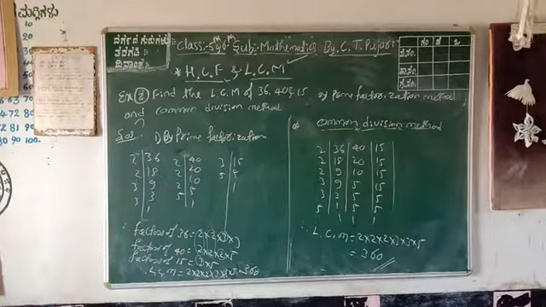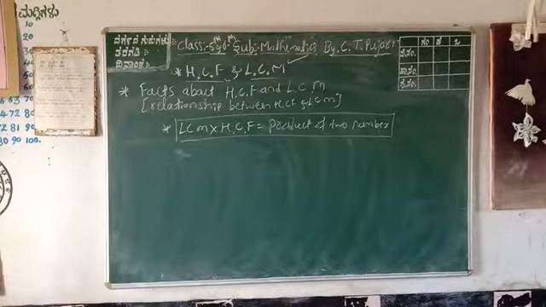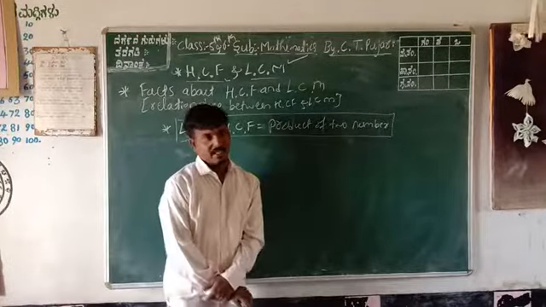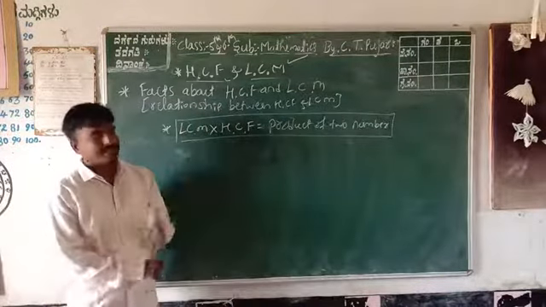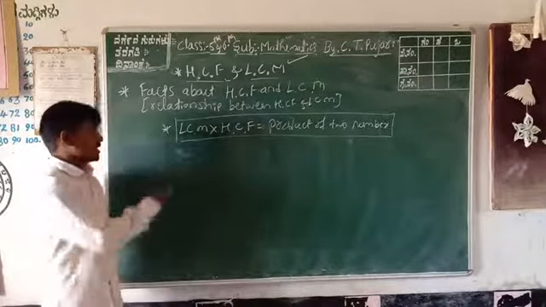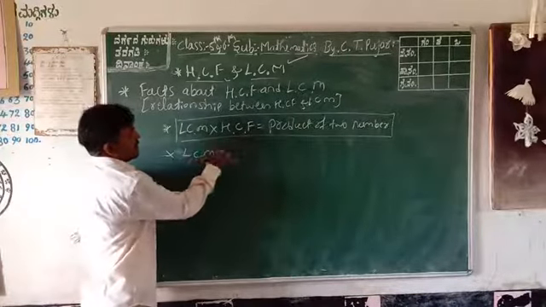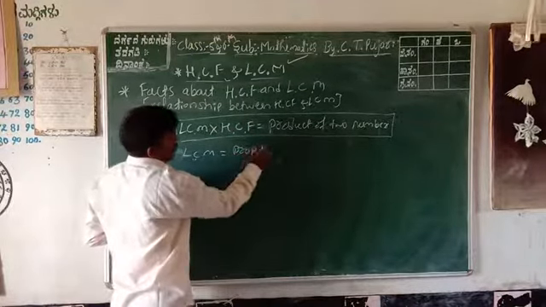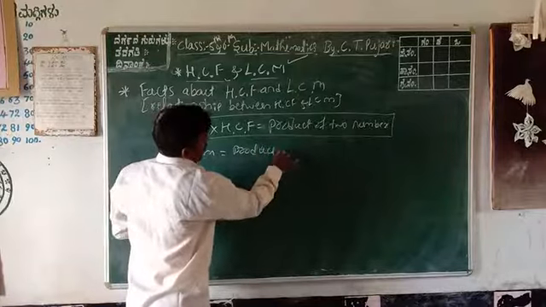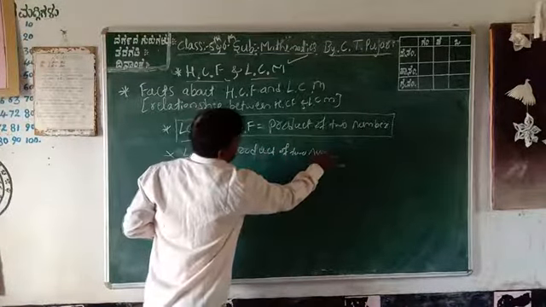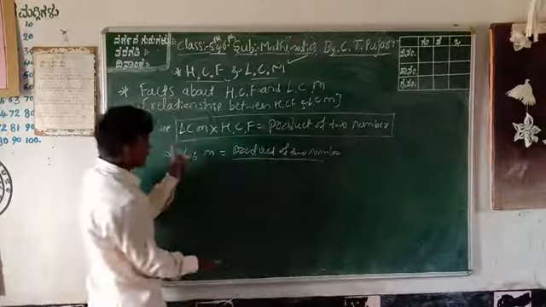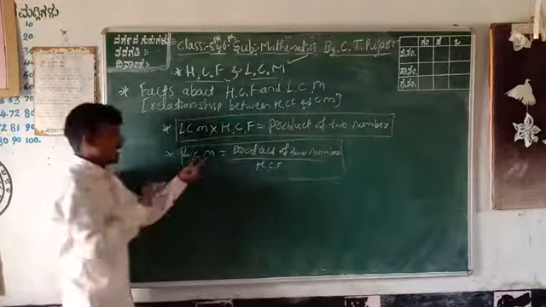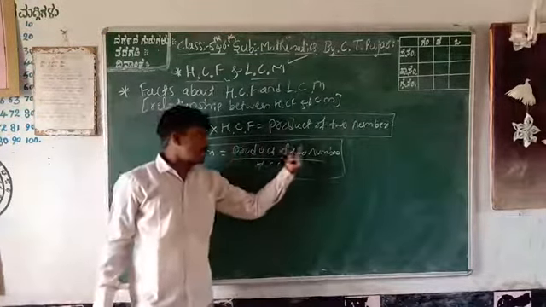The relationship between them is very important. LCM into HCF is equal to the product of two numbers. The product of two numbers is equal to LCM into HCF. In some questions, HCF and the two numbers are given, and you can find out the LCM. Therefore, the product of two numbers divided by HCF gives the LCM. You want LCM? You can find it out as the product of two numbers divided by HCF.